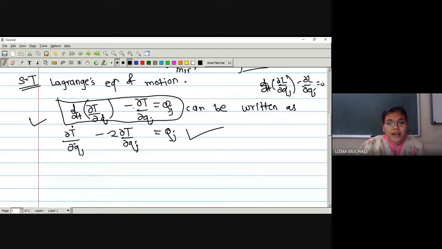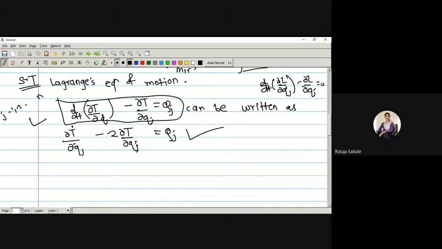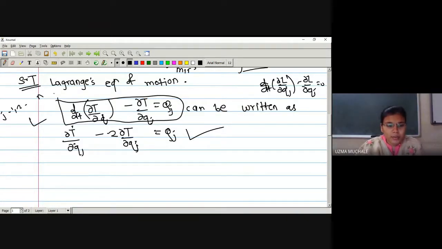Okay. Do you remember what j is running for? j runs from 1 up to n. Do you remember this? Yes, ma'am. Okay. If j is running from 1 up to n, so if I put the value of j equal to 1, we get one equation. For j equal to 2, we get the second equation. For j equal to n, we get n equations. So how many equations do we have? n equations. That's why we say for different values of j, we are getting different equations. So hence we say it is Lagrange's equations of motion. Okay.